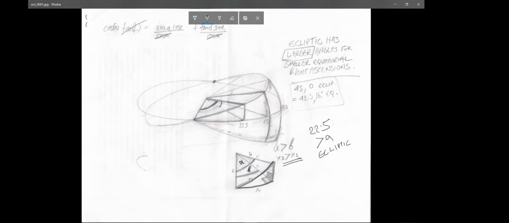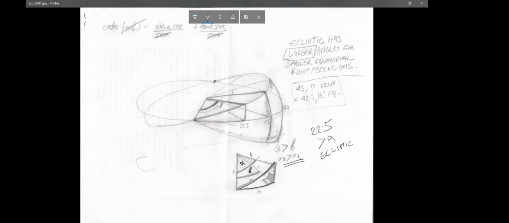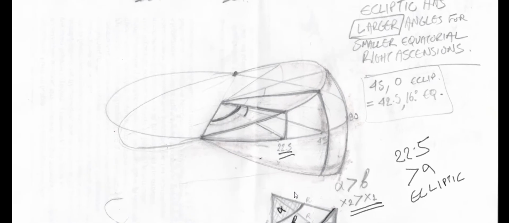We need to convert these 22.5 to an angle x. We need to convert 45 to an angle x1. We need to convert 67.5. We need to convert 90. Okay, 90 is exactly 90. Alright, 90 is the same. But we need to convert our angles to ecliptic angles.